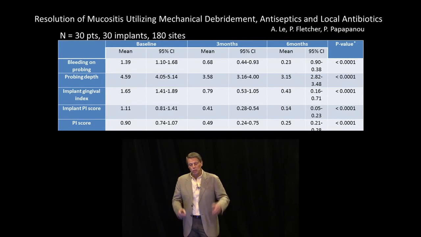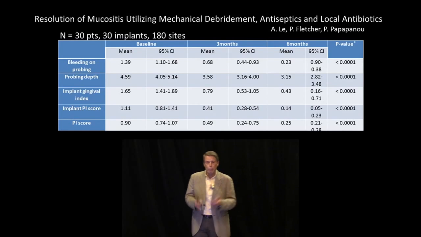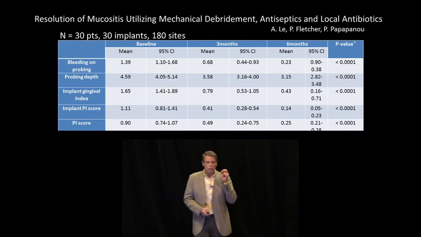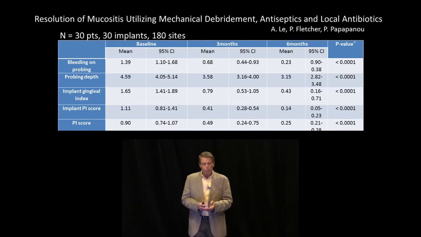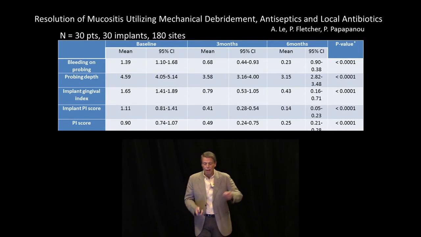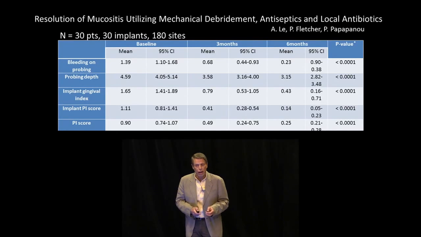And what we found is we've done research on this regimen, and this was done at Columbia University with my resident Albert Lee and Papapanos, the chairman of the department. And what we did is took 30 patients, 30 implants, 6 sites, measured 6 sites around the implants. And what happened when they used this regimen, the mean sulcular bleeding index at baseline was 1.39.